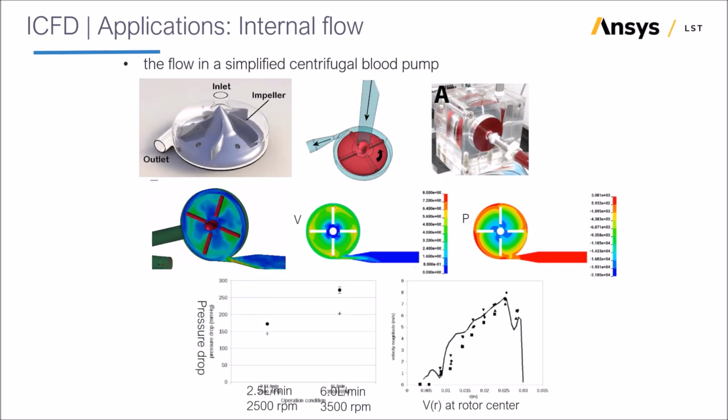This is a model of a centrifugal blood pump. Some comparisons with experimental results are shown in the graphs at the bottom of the slide. The challenge here for a CFD model is the moving impeller. In typical CFD models, only the fluid moves, while the structure is normally just like a fixed boundary condition.